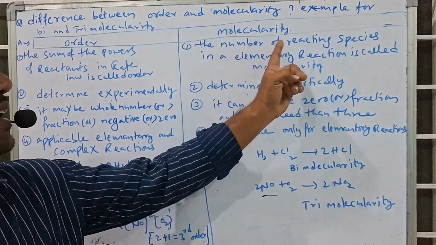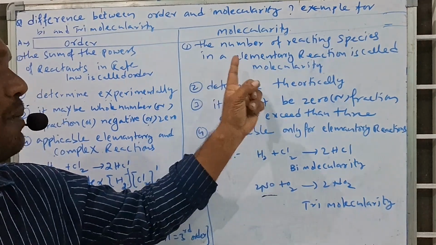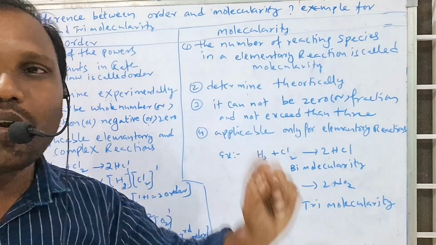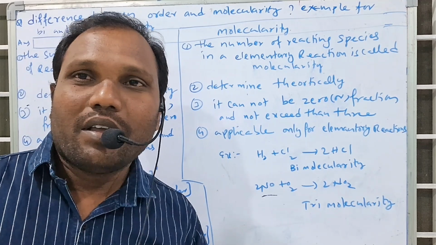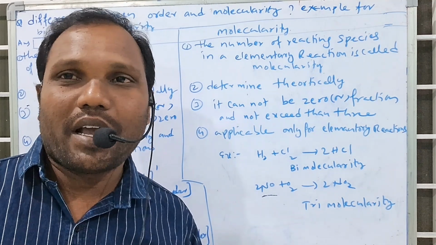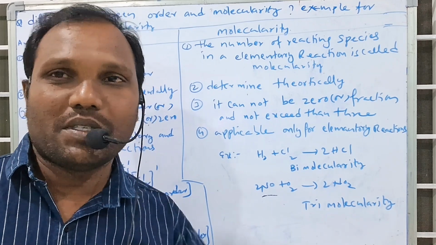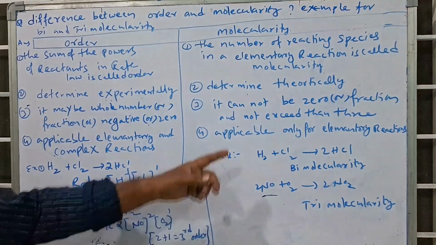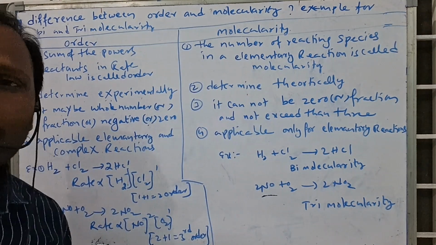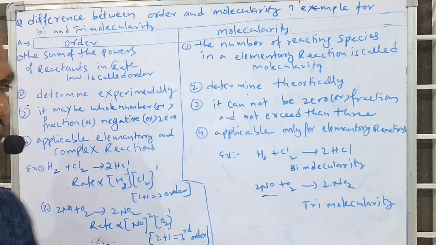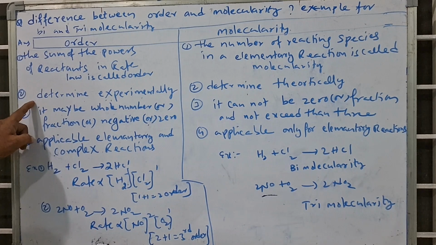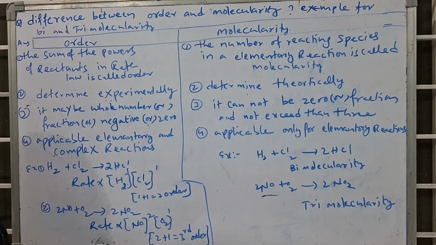The number of reactant species in an elementary reaction is called molecularity. Here, elementary means a single-step reaction. In the single step, the number of reactant species is called molecularity. Okay.